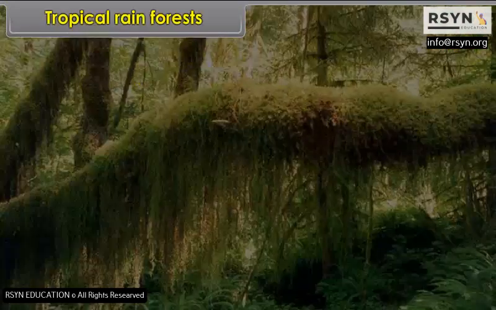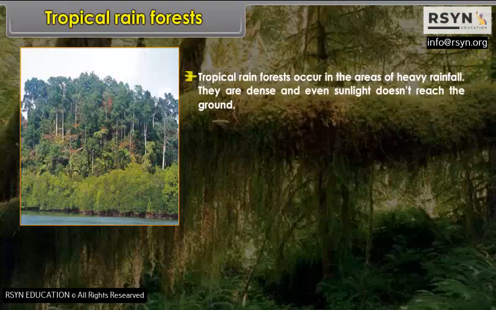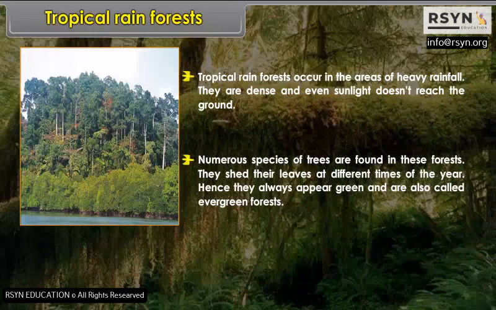Tropical rainforests. Tropical rainforests occur in the areas of heavy rainfall. They are dense and even sunlight does not reach the ground. Numerous species of trees are found in these forests. They shed their leaves at different times of the year. Hence, they always appear green and are also called evergreen forests.